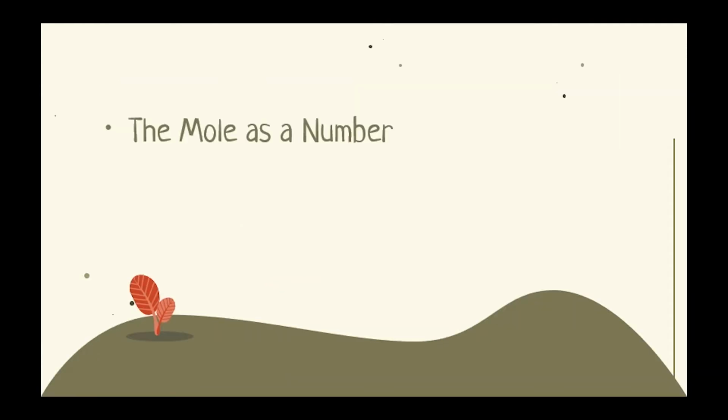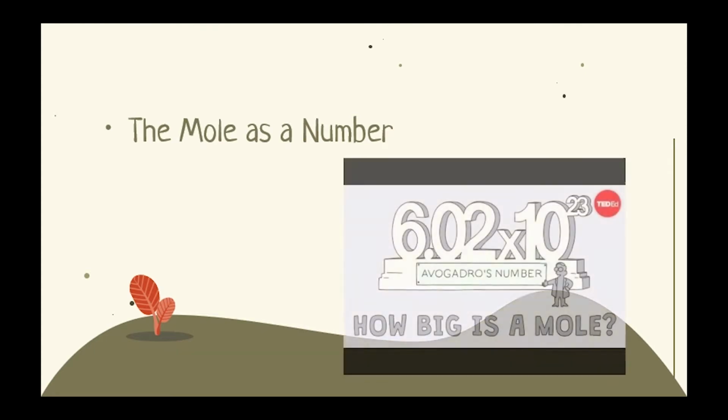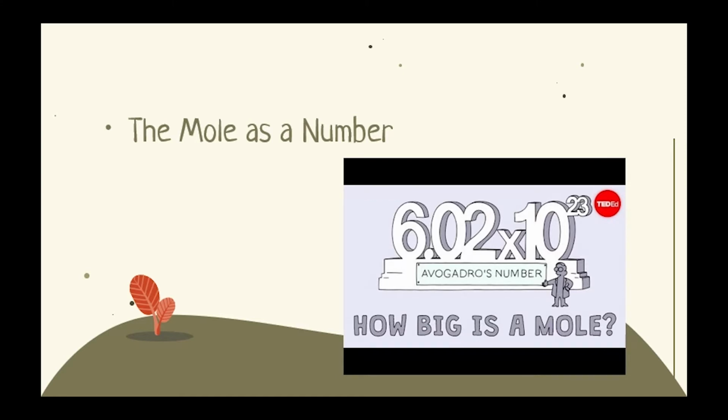The first thing we did in class is watch a video from TED Education about the mole as a number. If you were not in class or would like to rewatch that video, it's posted as the first thing in Schoology. But essentially the video described the mole as a number, so kind of like a conversion factor. So we know that 1 dozen equals 12, like 1 dozen eggs is 12 eggs. We know that a pair of something is 2. The mole instead stands for a number, which is 6.02 times 10 to the 23rd.